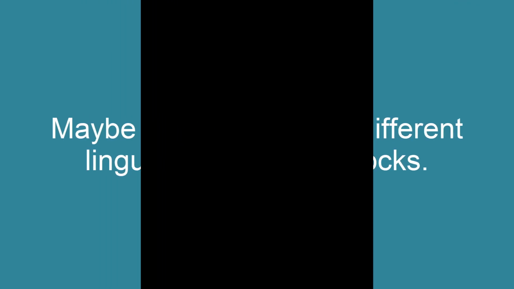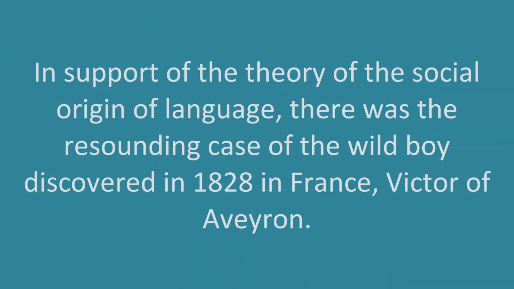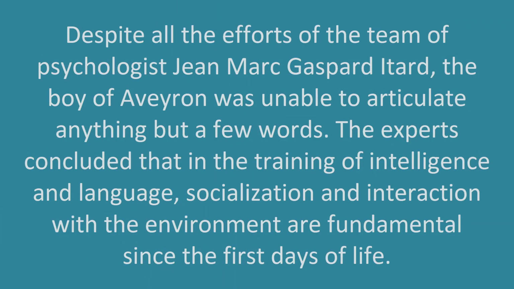In support of the theory of the social origin of language, there was the resounding case of the wild boy discovered in 1828 in France, Victor of Aveyron. Despite all the efforts of the psychologist Jean-Marc Itard, the boy of Aveyron was unable to articulate anything but a few words. The experts concluded that in the training of intelligence and language, socialization and interaction with the environment are fundamental since the first days of life.